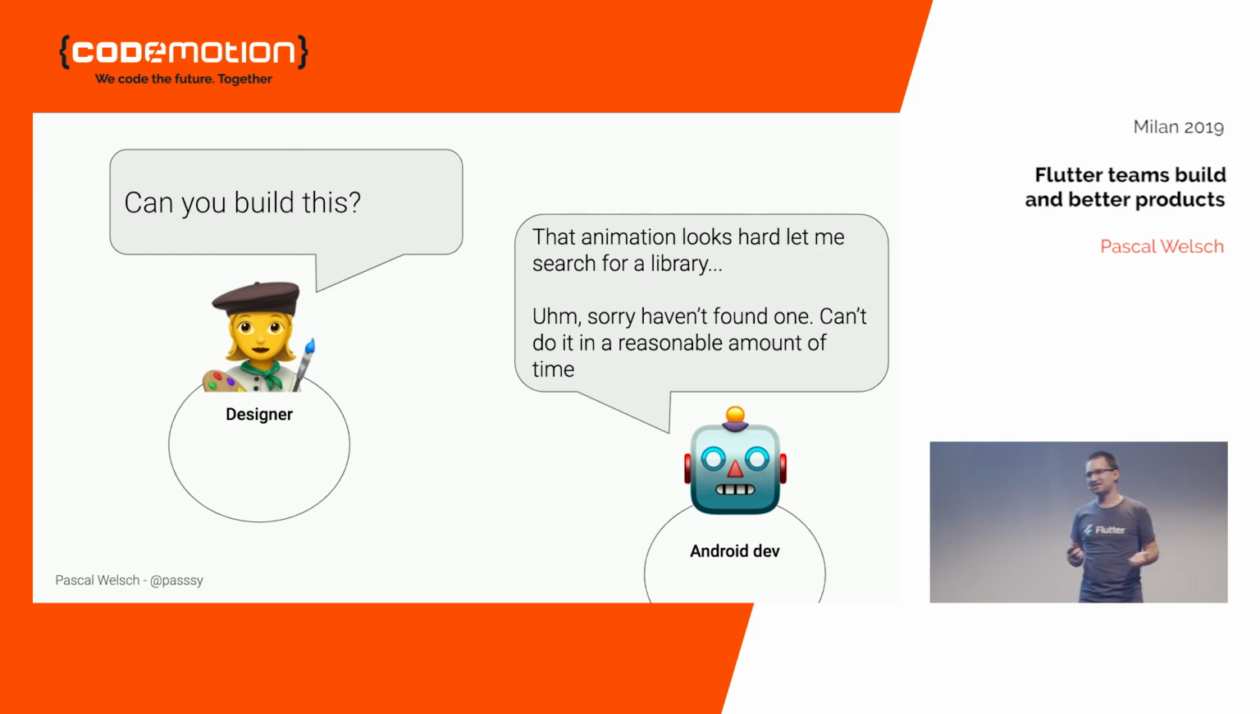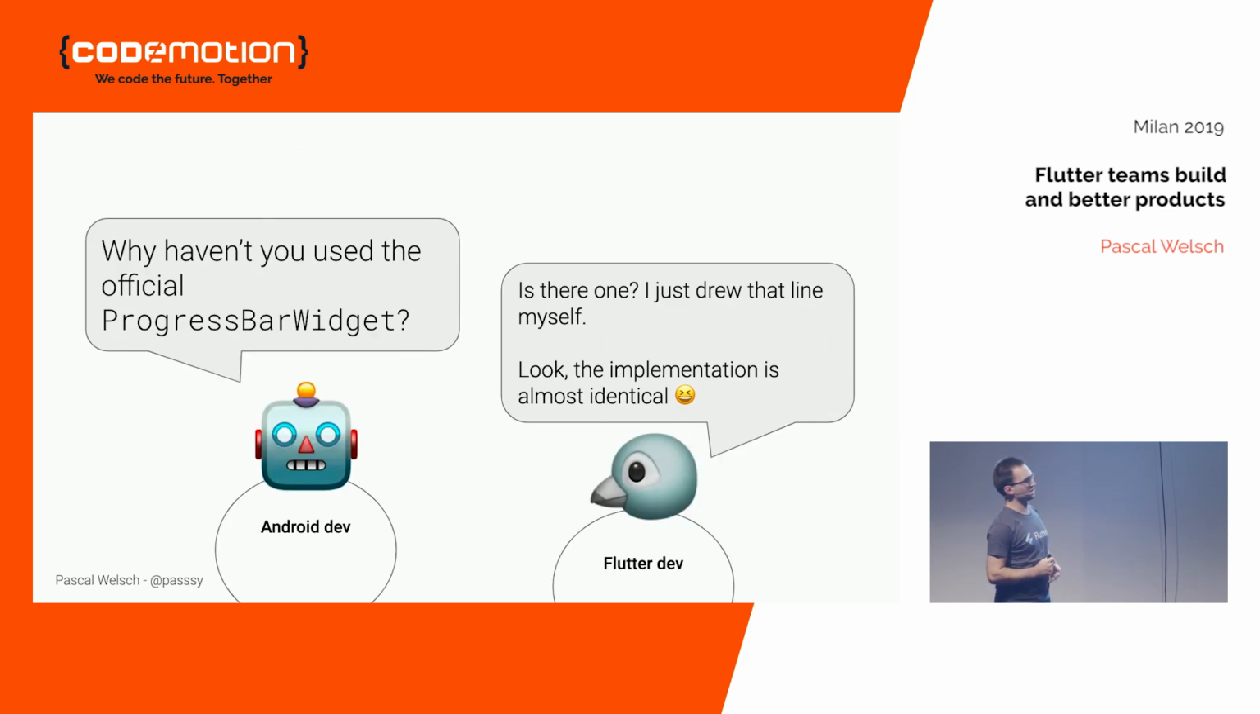And this is basically how we ended up with all Android apps looking the same. There is not much difference in Android apps because we are all using the same libraries. Nobody really wants to build something new. And this is a problem. With Flutter, this looks different.